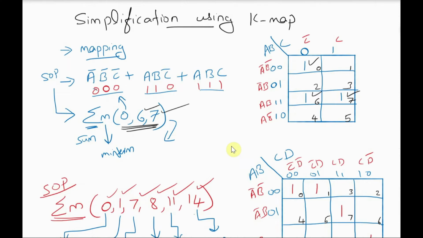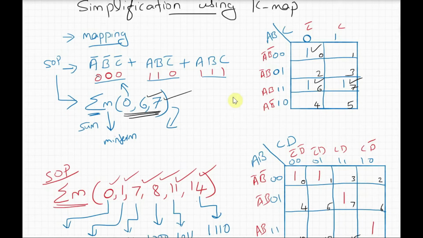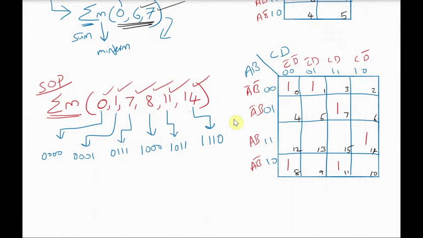000 means A bar, B bar, C bar. If 0 is there, we have to put a bar. So 0000 is A bar, B bar, C bar, D bar. Since 4 variables are there, we have to include D also. Plus next one, this is A bar, B bar, C bar, D is 1, so we have to put D.